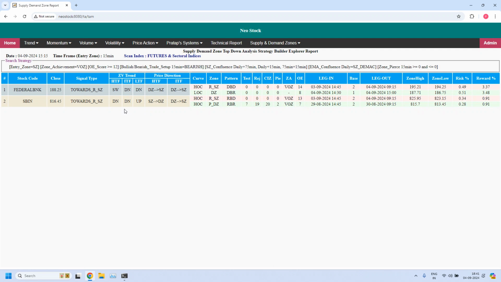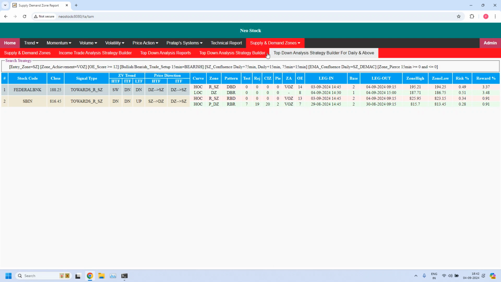But from a probability point of view, this is a higher probability because the trend is downtrend, high liquidity zone, a fresh zone, supporting bearish trade setup and also having 15 minutes, 75 minutes, daily zone confluence. Apart from that, EMA confluence is also there. In downtrend EMA confluence makes sense. Sideways trend EMA confluence doesn't give any additional advantage. Both are valid zones, but this is even more high probability.